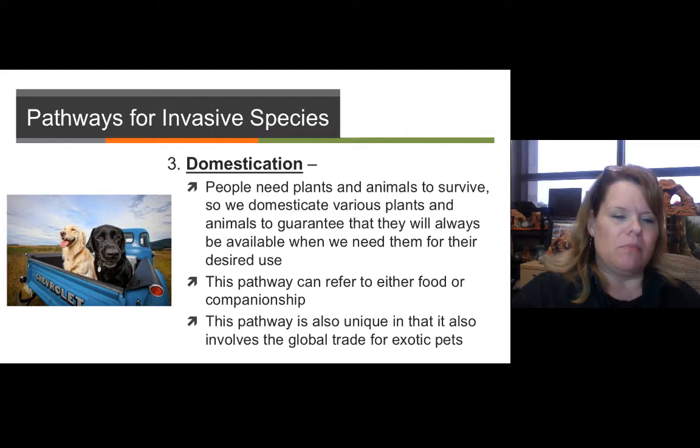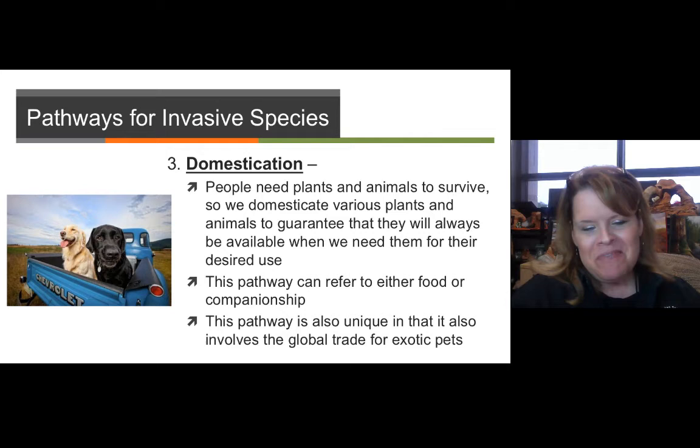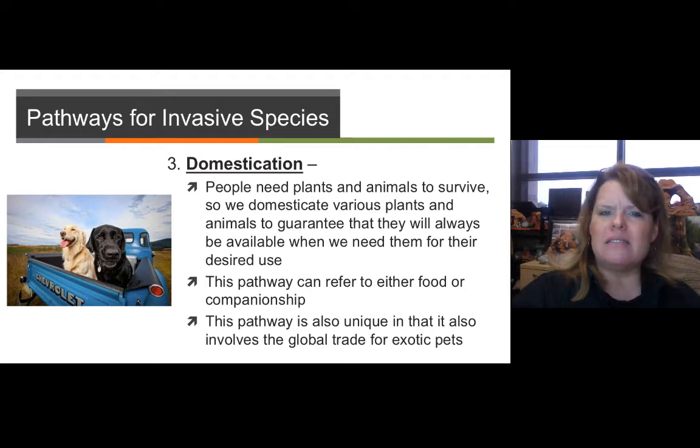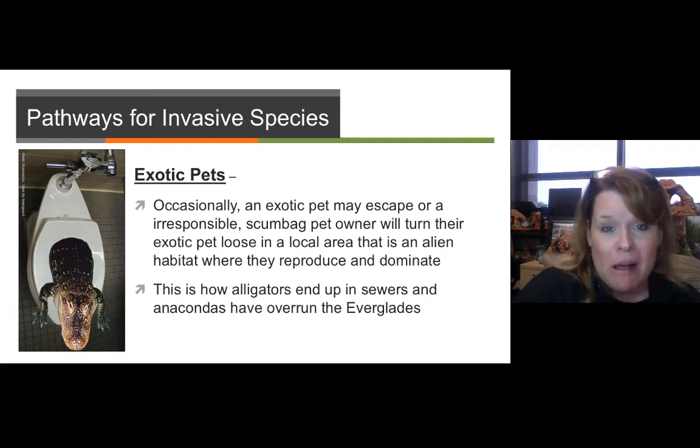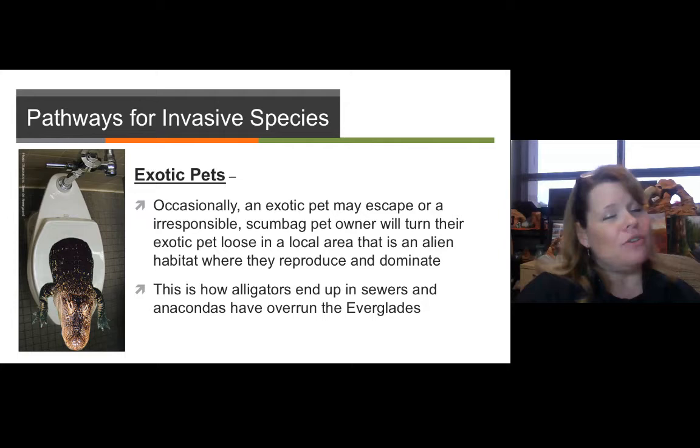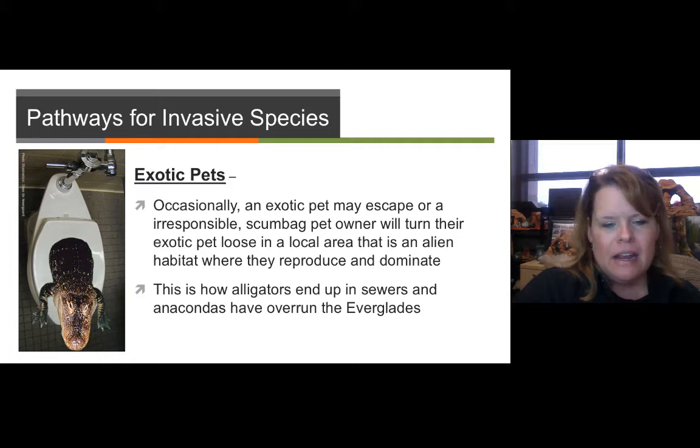I think they're companionship. This pathway is also unique in the fact that it involves global trade for exotic pets. Some pets are prohibited from being shipped to the United States, and we'll be talking about that a little later when we get into endangered species. Occasionally, these pets may escape or be released by an irresponsible owner. Scumbag pet owner is what we call them. They will turn their exotic pets loose in a local area that is an alien habitat where they can reproduce and dominate. This is how alligators end up in our sewers, and anacondas often overrun the Everglades.